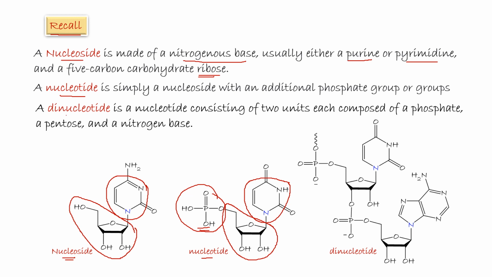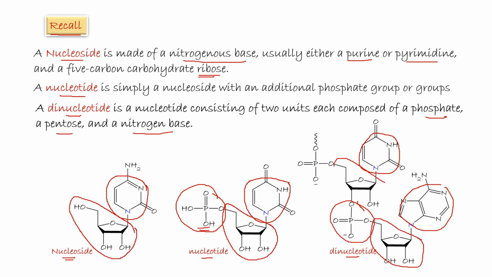A dinucleotide is a nucleotide consisting of 2 units, each composed of phosphate, pentose, and nitrogen base. Here we have a dinucleotide: we have base, sugar, and phosphate, heterocyclic base, sugar, and phosphate. If we have nucleotide units, 5 to 50, we call that an oligonucleotide.